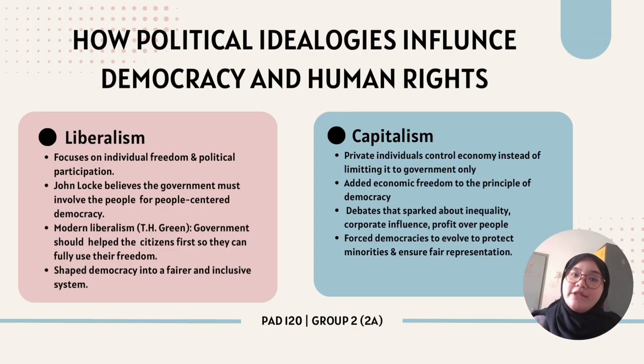Later on, modern liberalism came into the picture. It focuses on how helping people first is better before expecting them to participate. So it became known as welfare liberalism, where the government supports citizens' well-being so they can truly use their freedom. Overall, we can say that liberalism helped in shaping democracy into something that is fairer and also more inclusive.